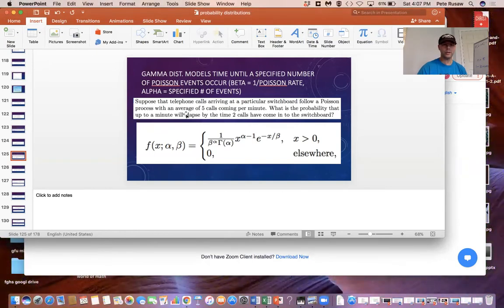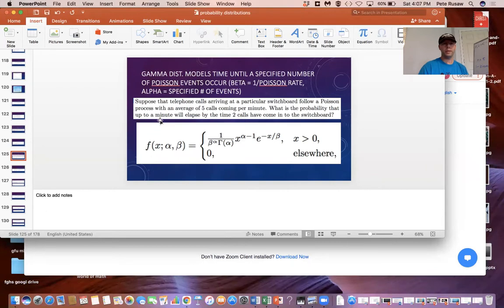So let's see if we can do this one. We've got telephone calls arriving at a switchboard following a Poisson process with an average, here's the Poisson rate, of 5 calls coming in per minute. So you can see beta is 1 over 5. What is the probability that up to a minute will elapse by the time 2 calls have come into the switchboard? So up to 1 minute by the time, see, 2 calls would be alpha, right?